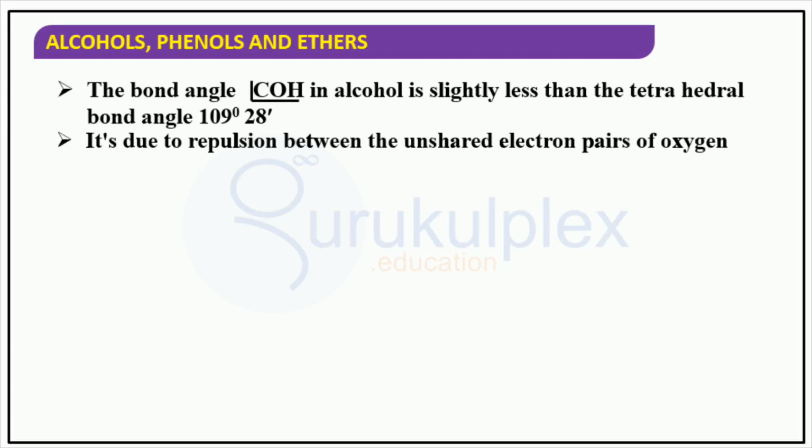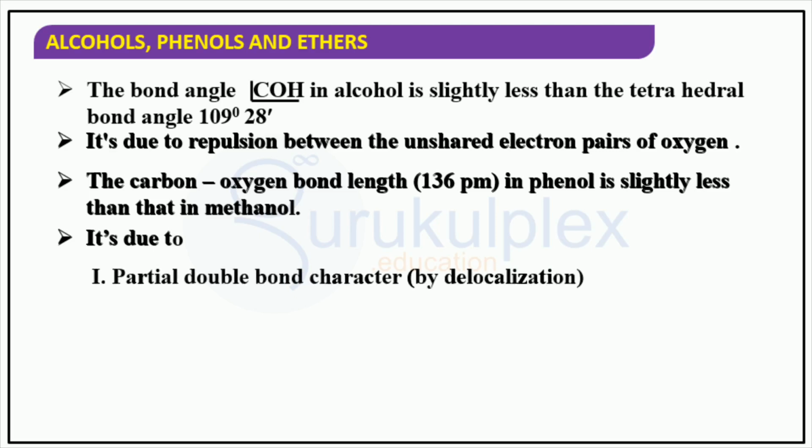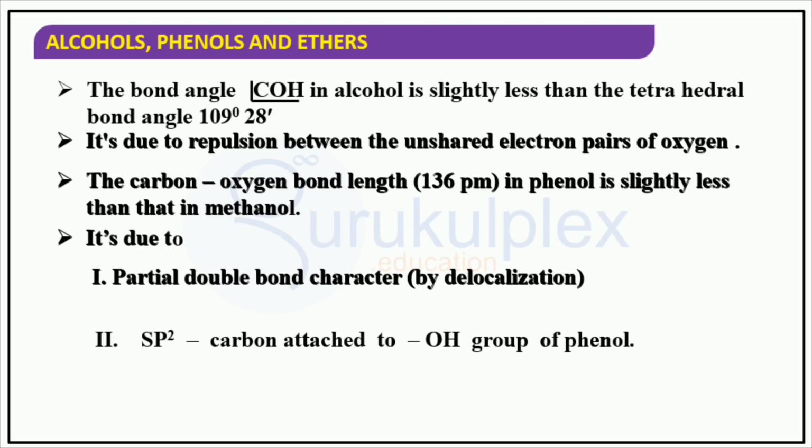Looking at the difference in bond length and angle between alcohols, phenols and ethers, it is evident that phenols have a shorter and slightly different bond length compared to alcohols, and a slightly different bond angle. This is a result of the partial double bond character in sp2 carbon attached to the O group of phenols. Having a clear understanding of the distinctions between these molecules is essential for the study of organic chemistry.